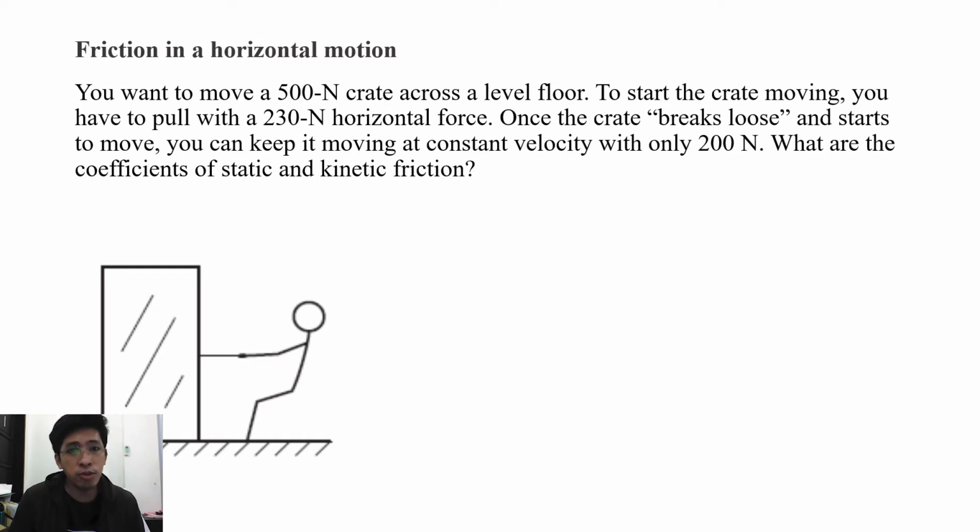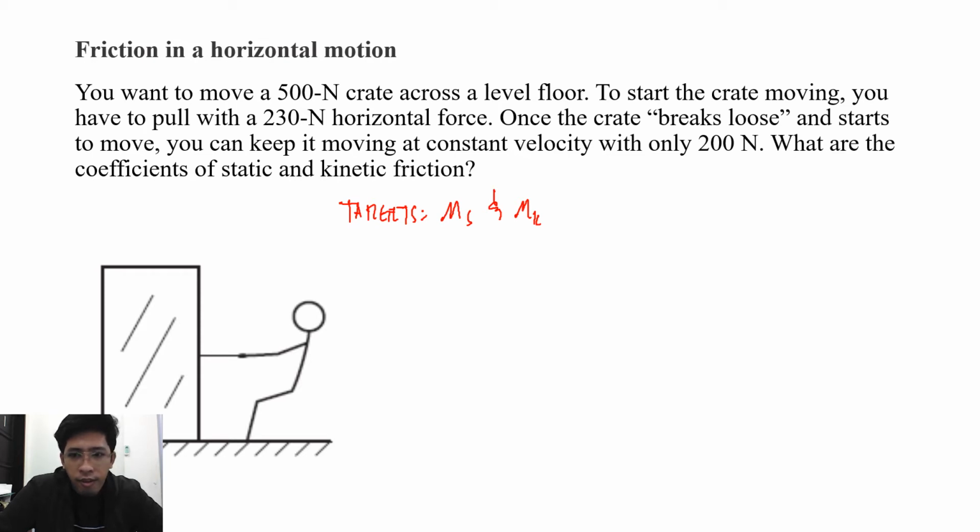Again, you want to move a 500 Newton crate across a level floor. To start the crate moving, you have to pull with a 230 Newton force. Once the crate breaks loose and starts to move, you can keep it moving at constant velocity with only 200 newtons. What are the coefficients of static and kinetic friction? So for this problem, our targets are your mu s and your mu k.